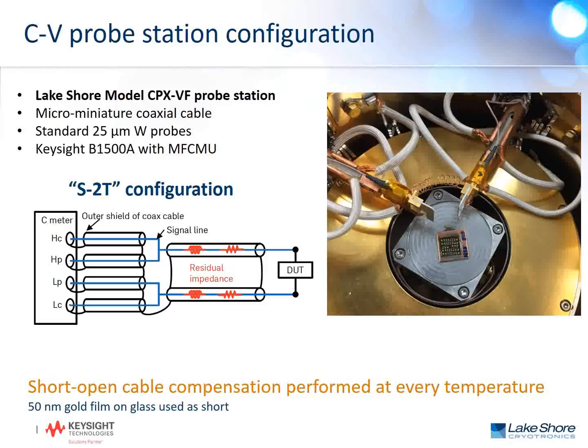So as we change the temperature of the probe station, those cables are changing, and so the cable resistance and inductance is changing over temperature. And so for the cable compensation measurement, we use a 50 nanometer thick gold film on glass as a good short. That gold film offers low contact resistance for the probes and can help with good repeatability of the measurement.